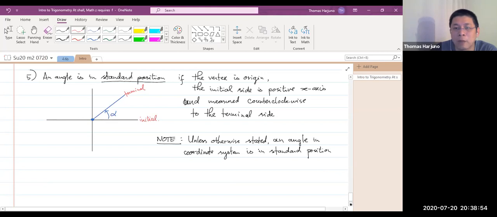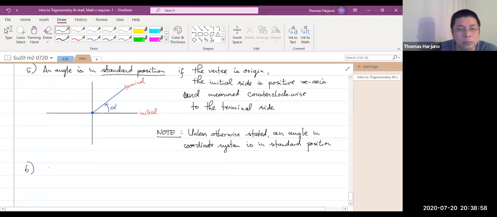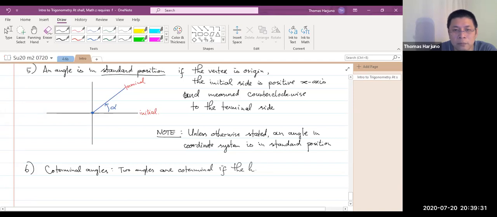How about coterminal angles? Two angles are coterminal if they have the same vertex, the same initial side, and the same terminal side.